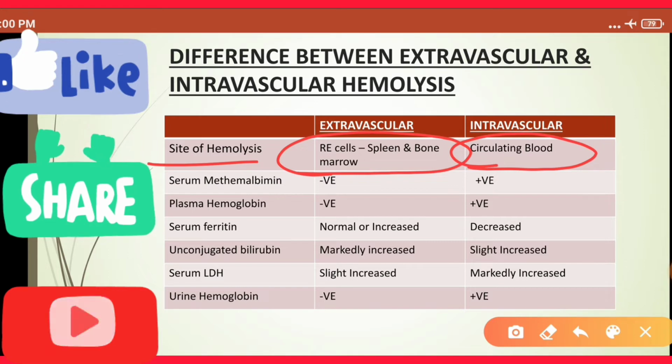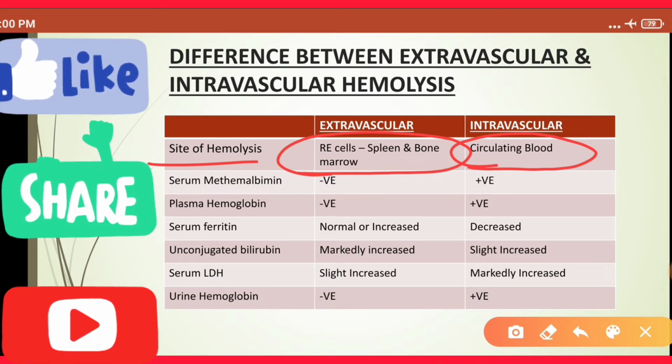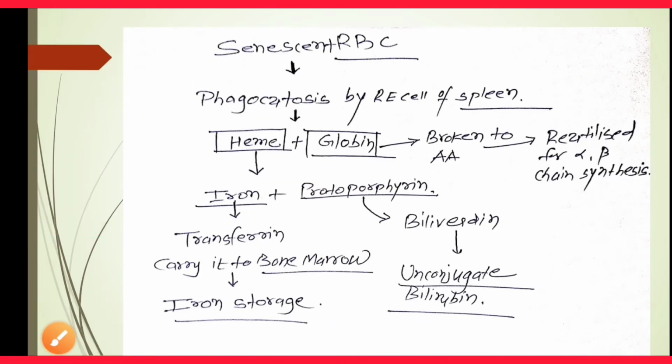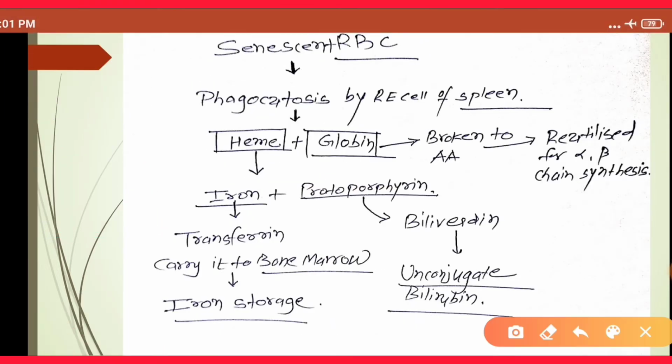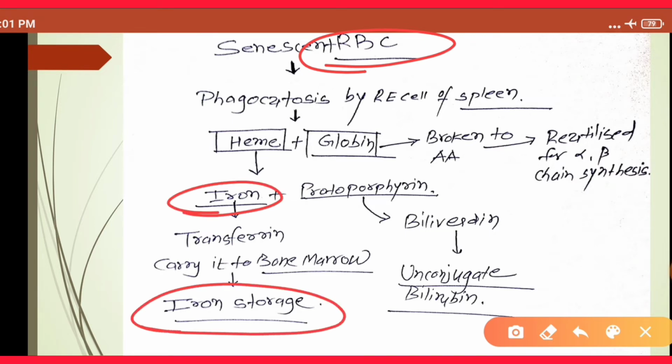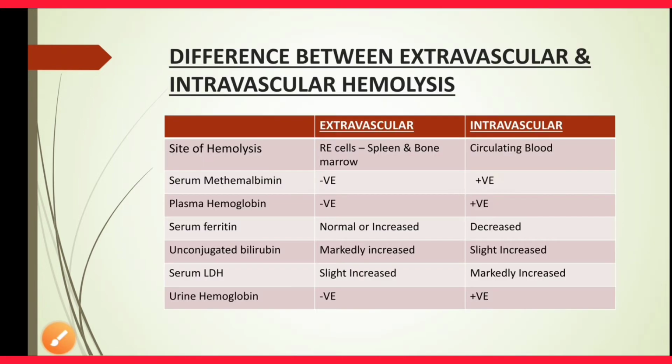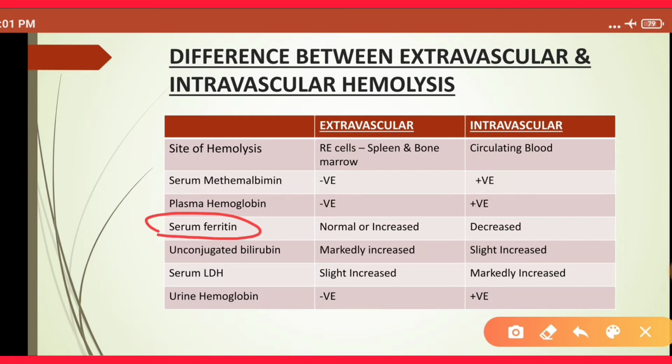Now guys, what happens in case of extravascular hemolysis? If you remember the figure, if you remember this chart, you can see that broken RBC will ultimately release the iron, which gets stored in the bone marrow. So your serum ferritin level will increase, which reflects your iron store, the bone marrow storage. So your storage will increase in extravascular hemolysis, and in the serum you will have increased unconjugated bilirubin as well. So in extravascular hemolysis, you will have increased serum ferritin and increased unconjugated bilirubin level, which is not much elevated in intravascular hemolysis. It is much elevated in extravascular hemolysis.